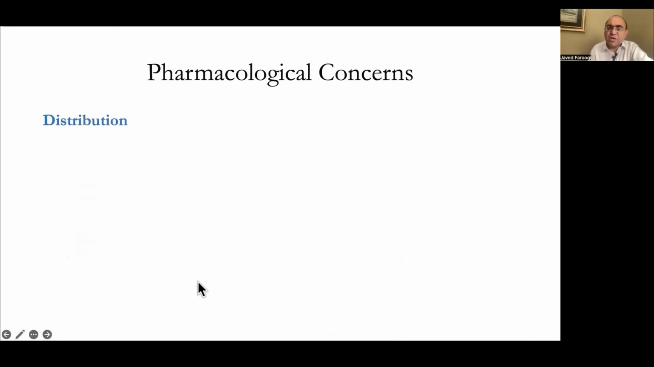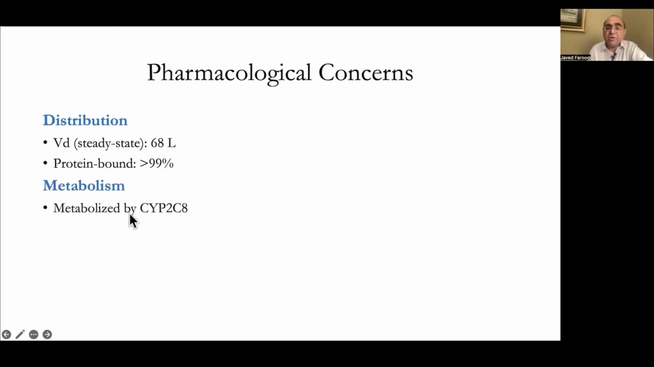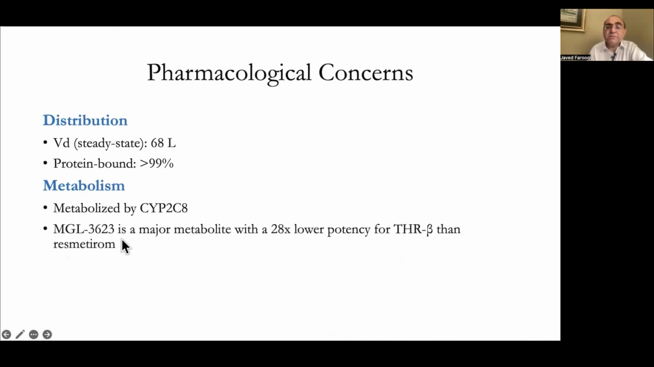What about distribution of this drug in the body? At steady state, it is protein bound, more than 99% of the drug is protein bound. Metabolism, it is metabolized by cytochrome P2C8. The MGL3623 is a major metabolite with 28 times lower potency for THR beta than resmetirom.